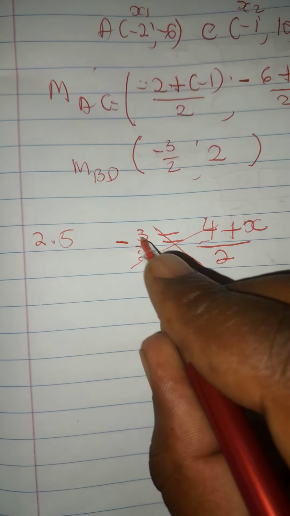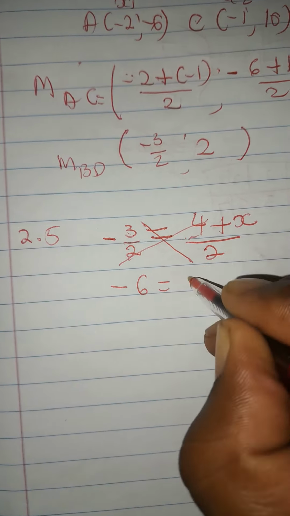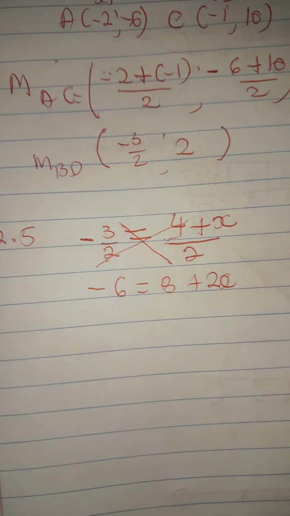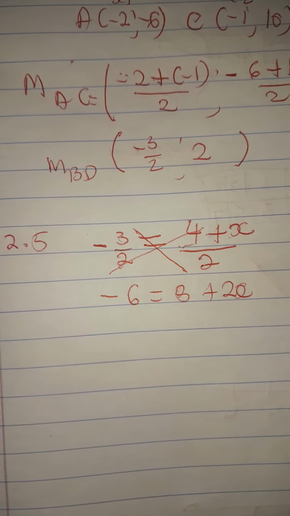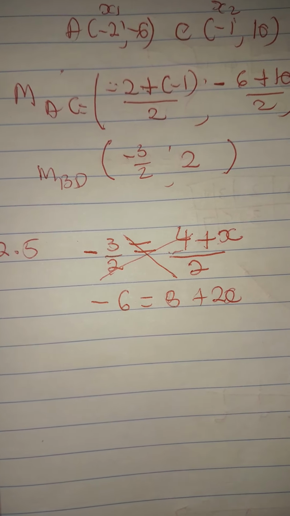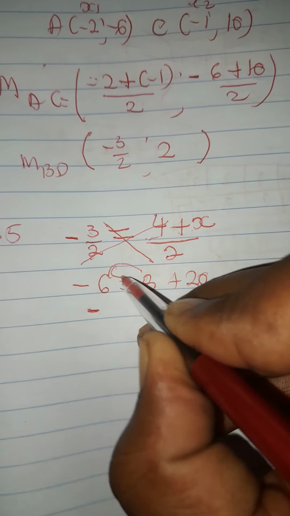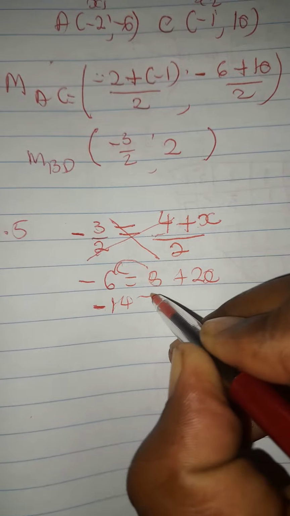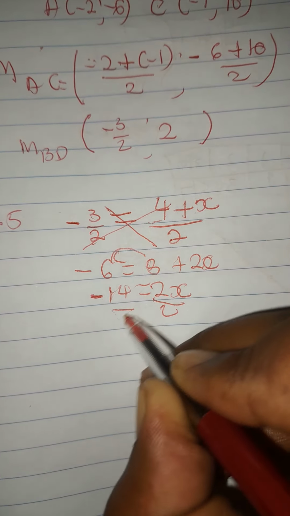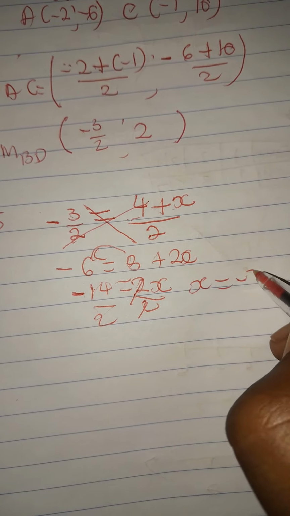Okay, negative 3 times 2 will be negative 6. 2 times 4 will be 8. 2 times x will be 2x. So what you should do is say negative 6 subtracted by 8, that will give you negative 14. Take this to the other side, it will give you negative 14, which is 2x here. Divide both sides by 2. Therefore, x will be minus 7.